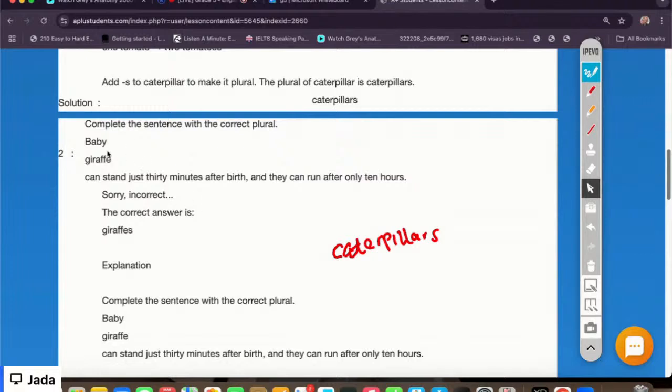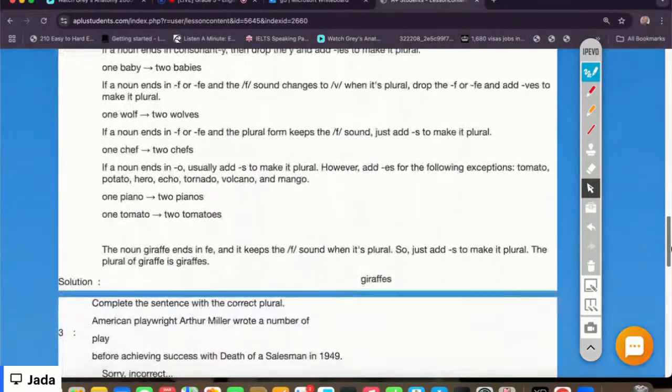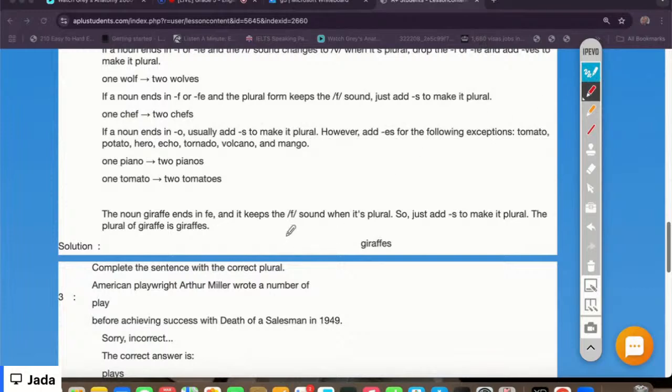All right. So we have complete the sentence with the correct plural. Baby giraffe can stand just 30 minutes after birth and they can run after only 10 hours. That's an interesting fact. So giraffe, one is giraffe, and once it's two, we will have what? Giraffes, with S to make it plural.